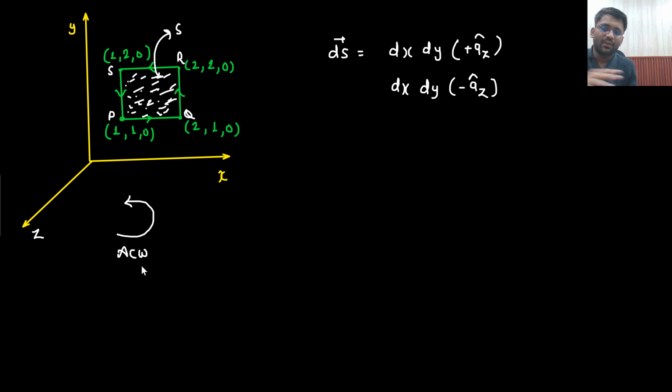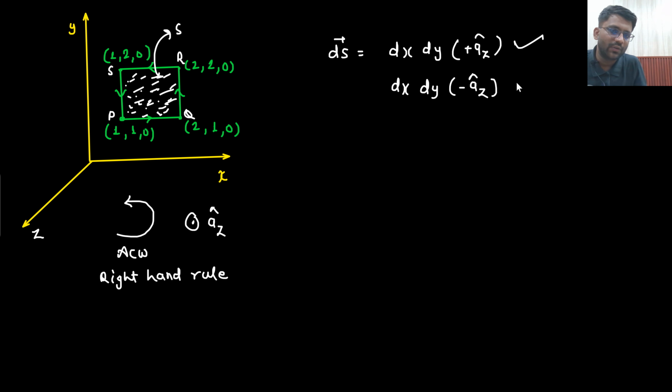Use the right hand rule. So when you use the right hand rule, where is it pointing? It is pointing towards U. That means it is pointing towards az cap. So which one will you accept? This one you will accept, and this one you will not accept. Is that understandable to you?